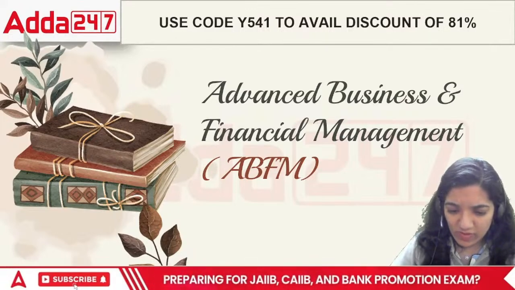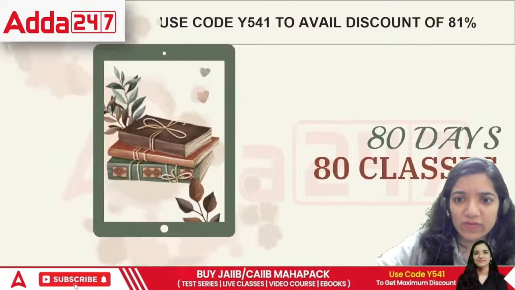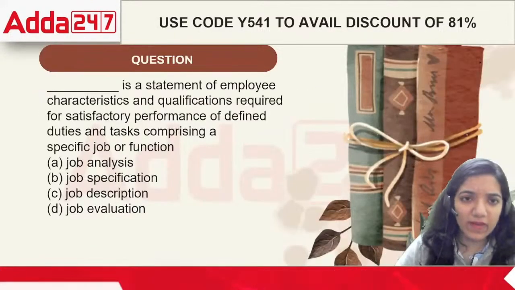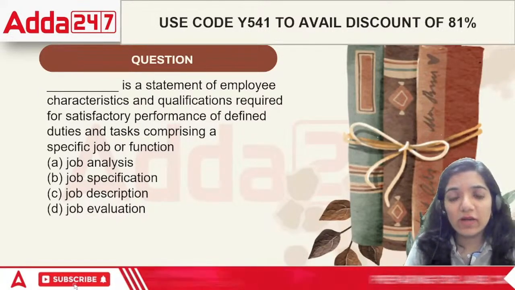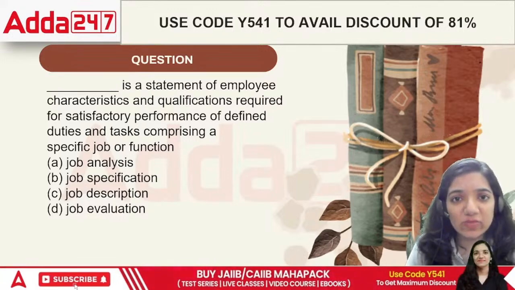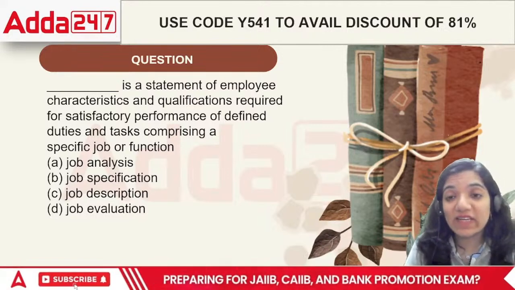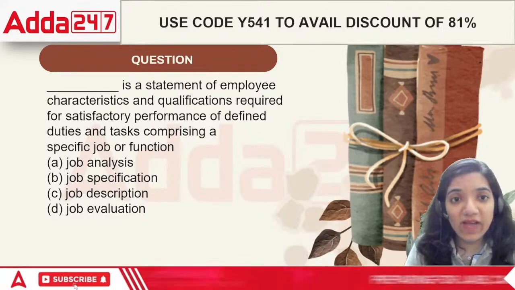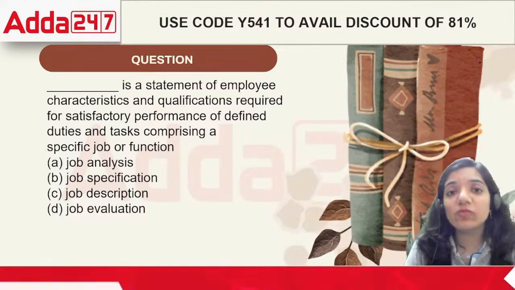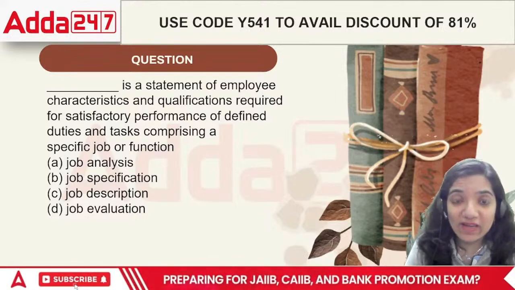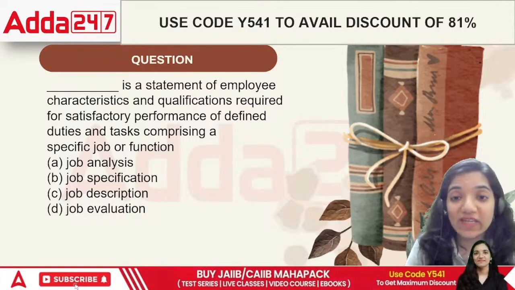What are we going to talk about? Last class, we were dealing with various questions regarding module A. Continuing with module A today, the first question says that dash is a statement of employee characteristics and qualifications required for satisfactory performance of defined duties and tasks comprising a specific job or a function. You'll have to provide the statement of employee characteristics. What are the employee characteristics and qualifications that are required for satisfactory performance?